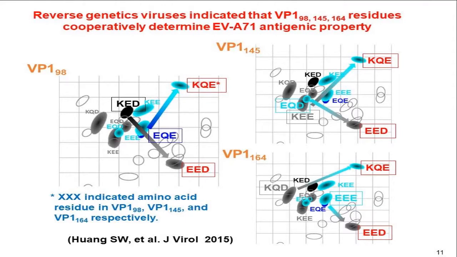Can you see the pointer? I don't think so, right? Sometimes it's better. You can see the switch of the position. The middle one is 145, where KEE to KQE changes the middle one, and you also see the switched position. The same happens at 164. So we think these three positions determine the EV-A71 antigenic properties.